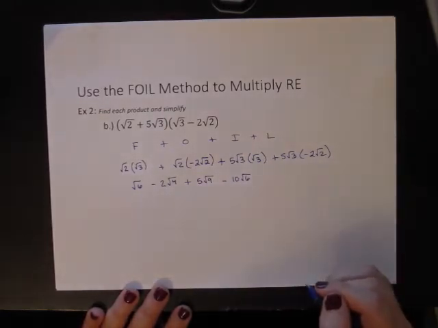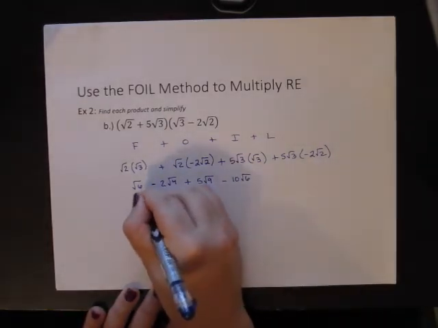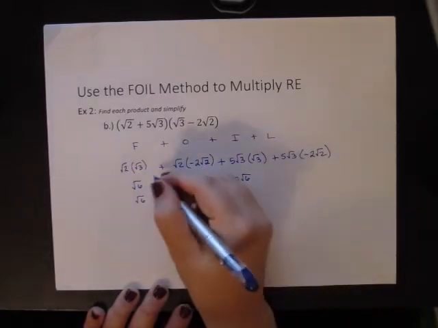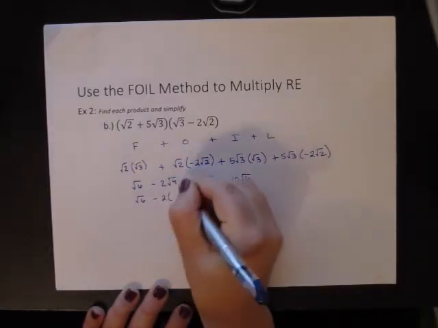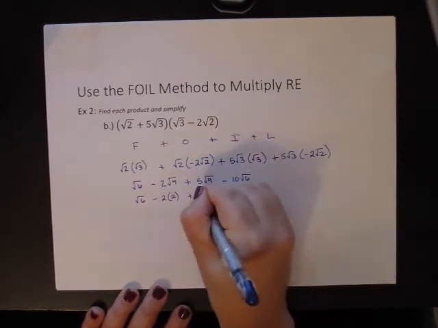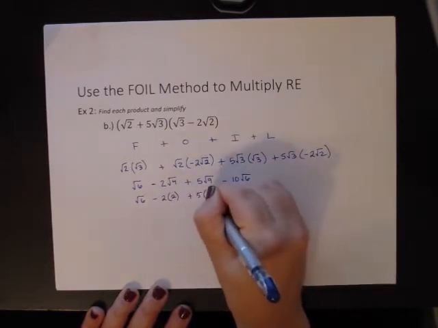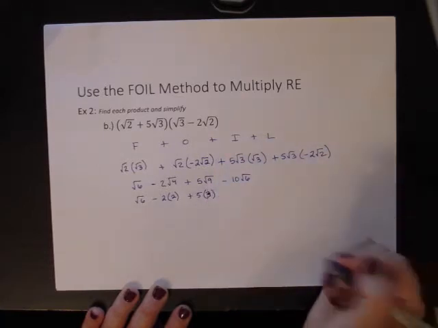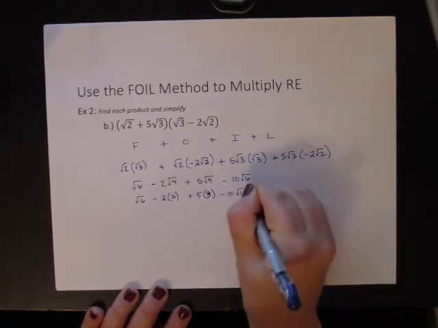And now let's clean this up. Square root of 6 can't simplify at all, so I'm just going to bring that down. Square root of 6. Then we've got minus 2. Square root of 4 is a perfect square, so that's going to be 2. Plus 5. 9 is a perfect square, so that's going to be times 3. Minus 10 square root 6.